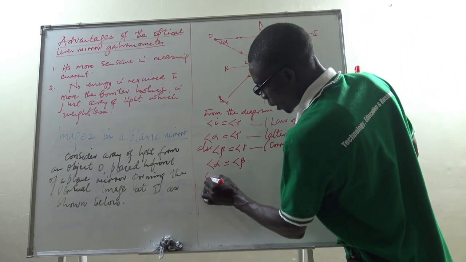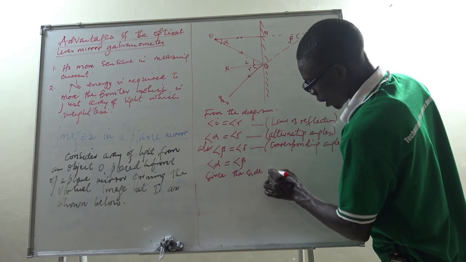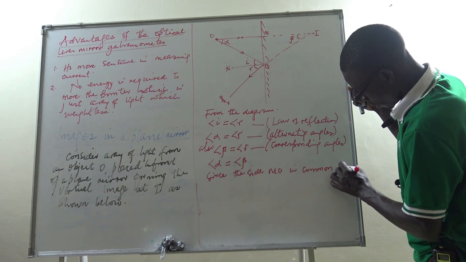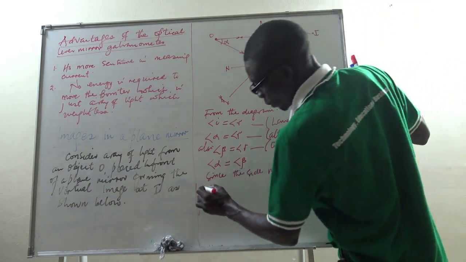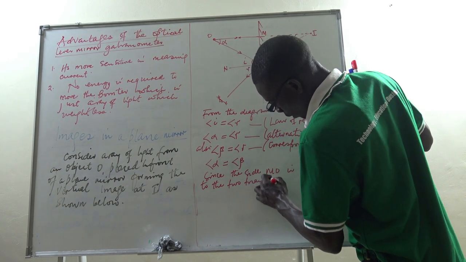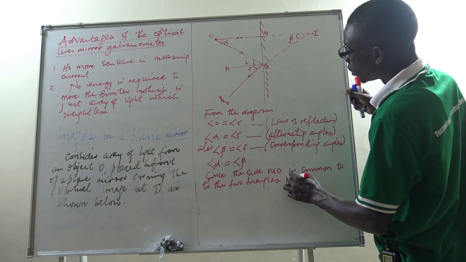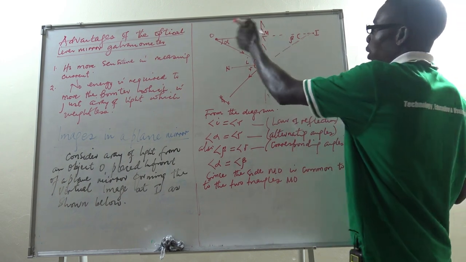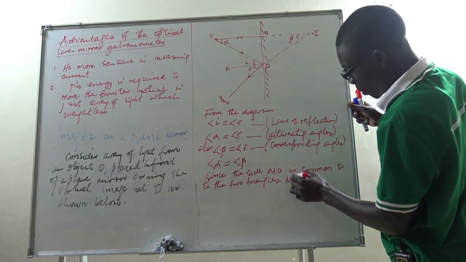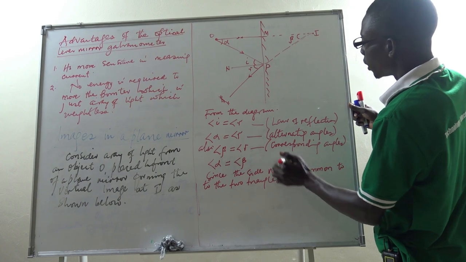So I can now say, since the side MO is common to the two triangles MO, I should change the naming here. Let me call this P so that I don't confuse it with the other one there. MOP, since the side MOP now, let it be MOP if I've changed the marking.